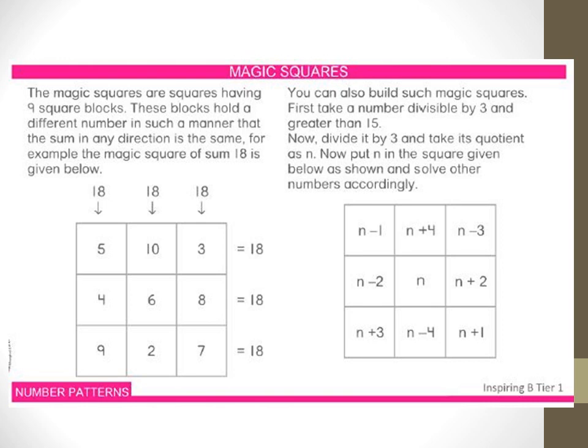Look at the other numbers also carefully. When you place like this, n minus 1, n plus 4, n minus 3, like that, you will ultimately get the sum of the row and sum of each column as 18. Pause the video if required. Check this once again, read it once again. If you still have problem, contact me, I will help you. Now we are going to do some problems based on this method.